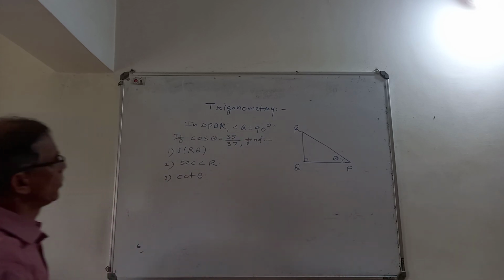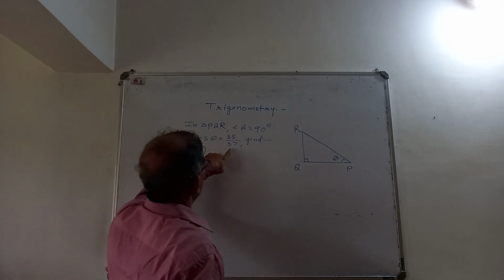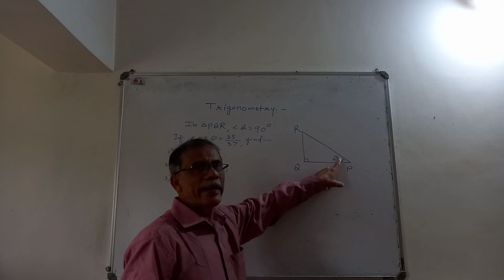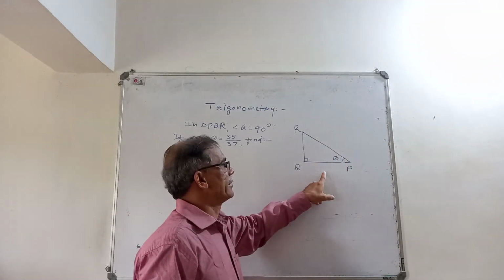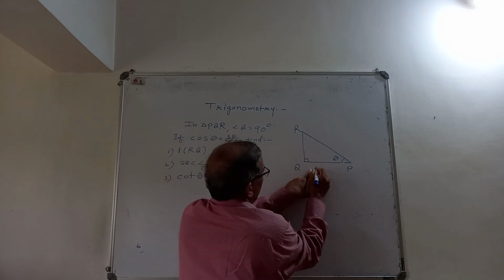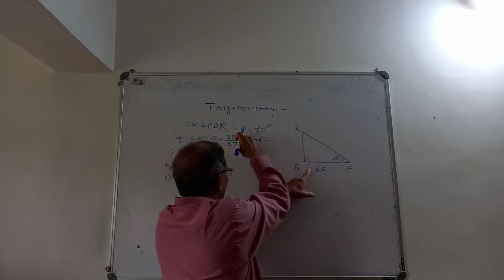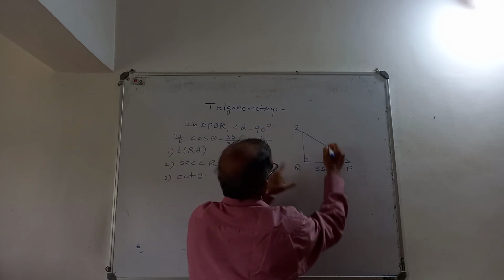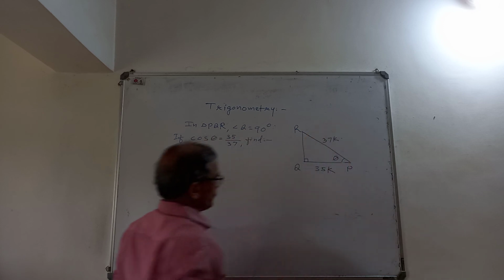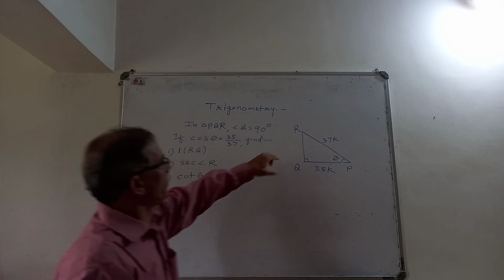So now cos theta is 35 upon 37. Cos means which side upon which side? Adjacent upon hypotenuse. So this is 35, meaning 35 parts, that is 35K, and this is 37K. Find length RQ, the third side which we don't know.